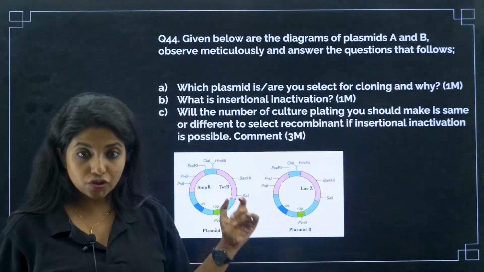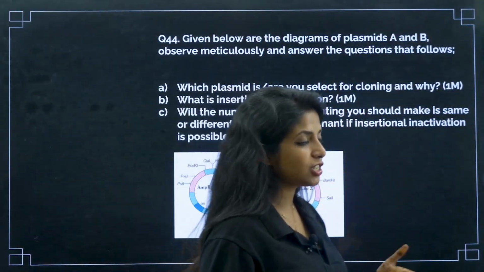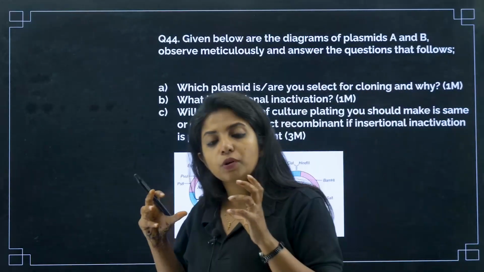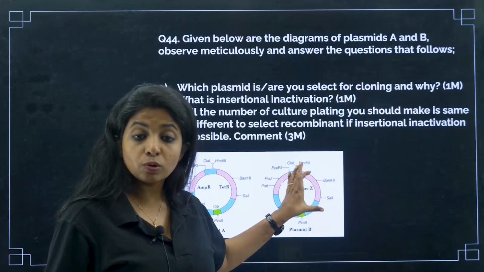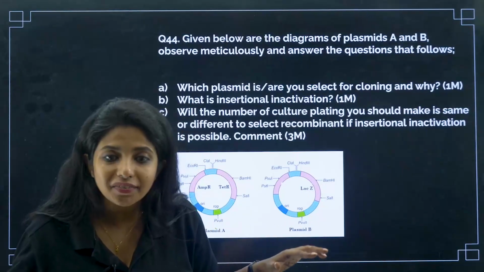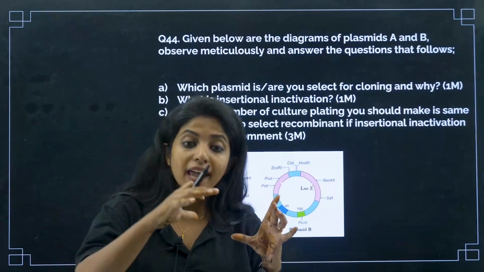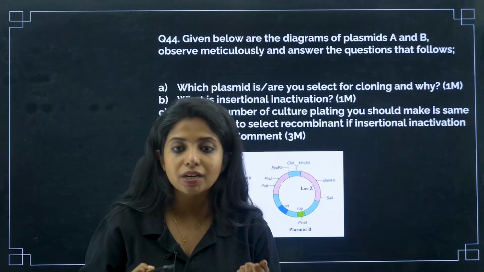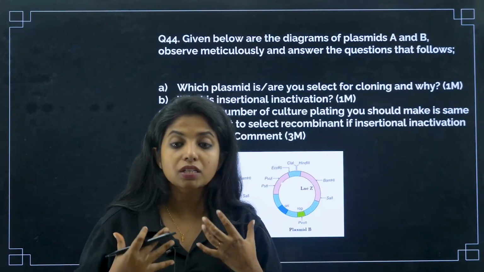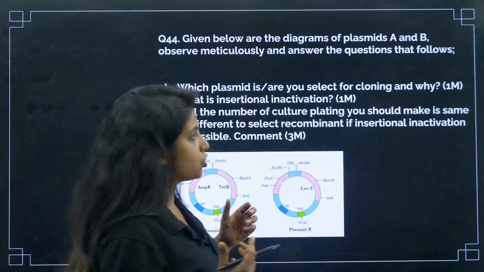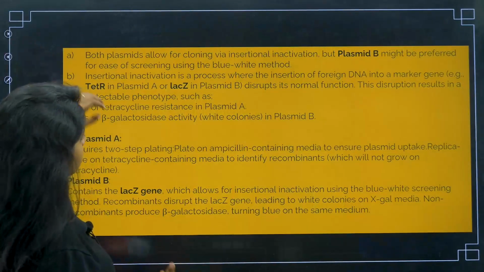I told you just right now, whatever I was talking about is insertional inactivation. Whenever I am going to put my gene of interest in one particular area, the particular gene which was there is now inactivated because I am inserting something else over there. This is known as insertional inactivation. It is basically losing its property of showing its nature. Okay, so your answer becomes something like this.